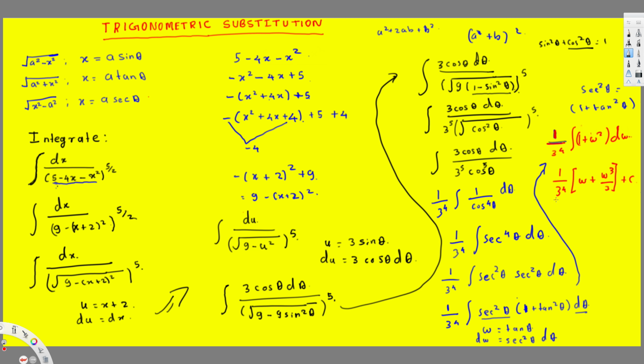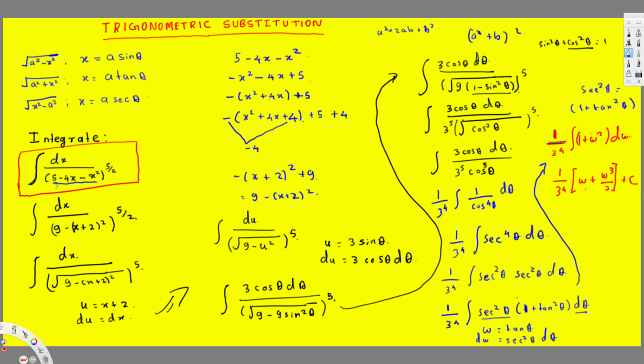Now we have integrated this one, but we have to do the back substitution, because we have converted theta into w, and we have converted u into theta, and we have converted x into u. Our original form is in x, so that's what we have to bring back. That should be the final answer.